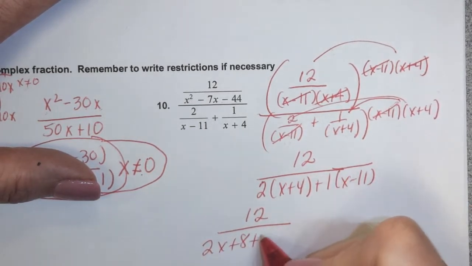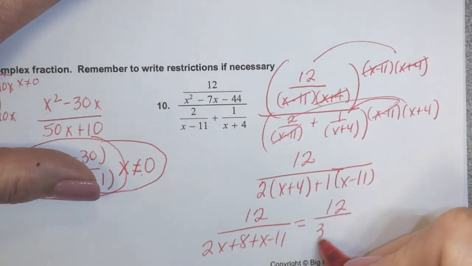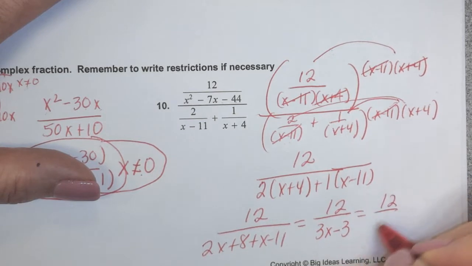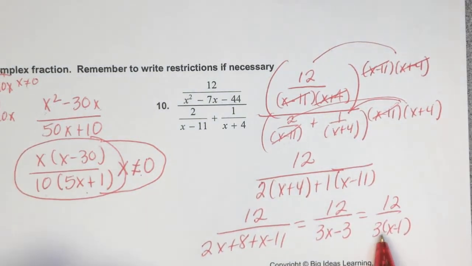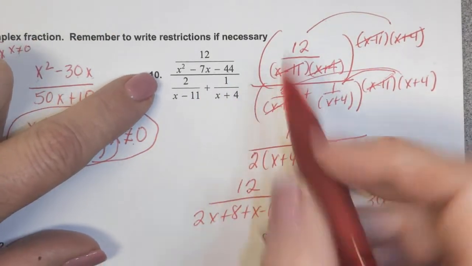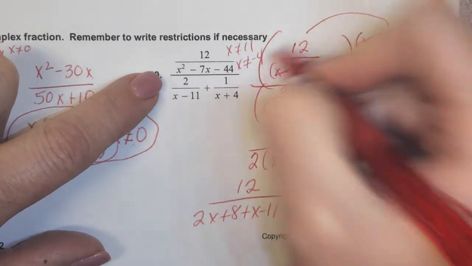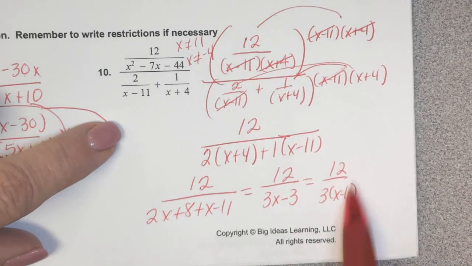I have to combine these like terms, so I have to multiply it out first. So I'm going to get 12 over 3x minus 3. That goes to 12 over 3 parentheses x minus 1 in factored form. But look back at the beginning. Back at the beginning, x could not equal 11 and x could not equal negative 4. Well, now those numbers would be fine, wouldn't they, in the simplified version?